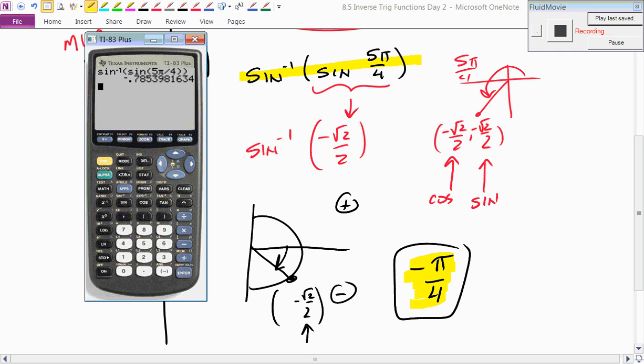Notice we have a negative answer, right? Is that the same thing as negative pi over 4? It probably is, right? So let's see here. What's negative second pi divided by 4? And oh my gosh, it's exactly the same thing. So we did it right.